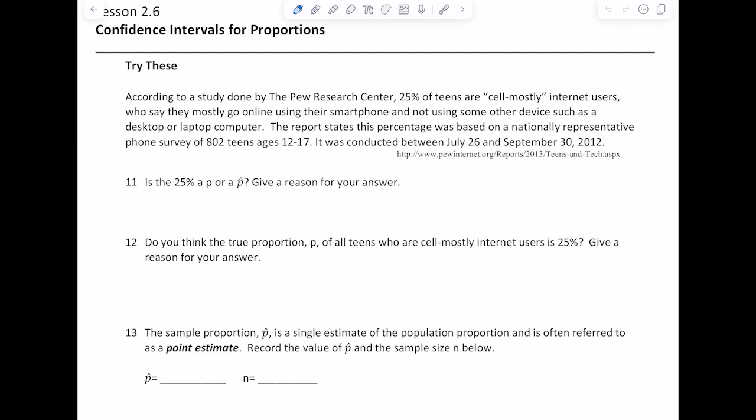So is the 25% a p or a p hat in this problem? And the answer is it would be a p hat because it's based on 802 teens. P hat is your sample statistic, and this was based on a sample of 802 teens. So that's your sample statistic, sample proportion, and it's based on 802 teens.